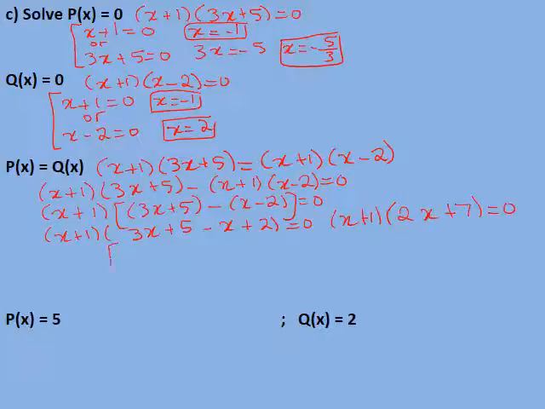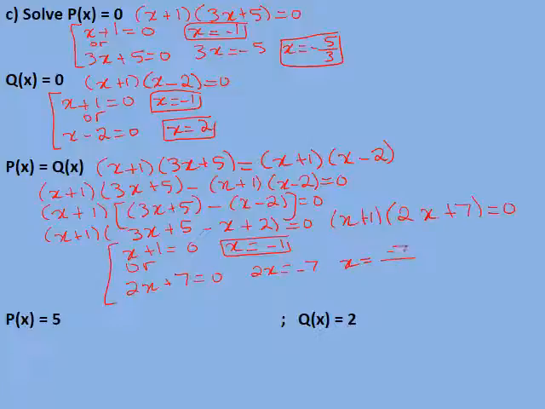How many solutions do we have, Badia? Two. x plus 1 is equal to 0, then x equals minus 1. Or 2x plus 7 is equal to 0, 2x equals minus 7, and x equals minus 7 over 2. Good.